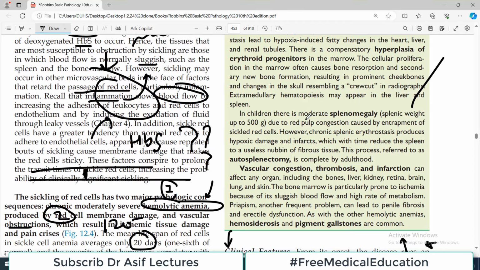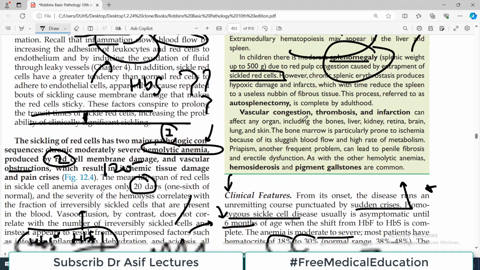In children, there is moderate splenomegaly due to red pulp congestion caused by entrapment of the sickled cells. Initially, when the body identifies that they have wrongly shaped red blood cells, the spleen tries to handle these abnormally shaped red blood cells, and in order to do this, the size of the spleen goes up. So in children there may be splenomegaly, but later on there is continuous clogging of the blood vessels going towards the spleen, and there is infarction of the spleen. And practically then the adult does not have a spleen. The spleen is there inside but is of no use. So therefore they are more prone to infections.